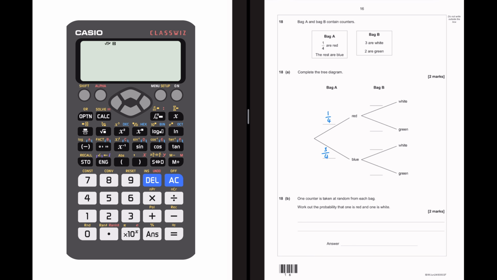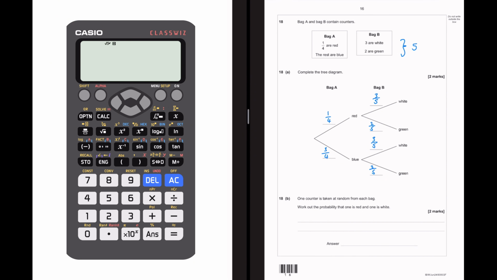For bag B, 3 are white and 2 are green. So in total, we've got 5 counters here. So for the white probability, this is going to be 3 out of a possible 5. For the green, 2 out of 5. And then again, 3 out of 5, 2 out of 5.